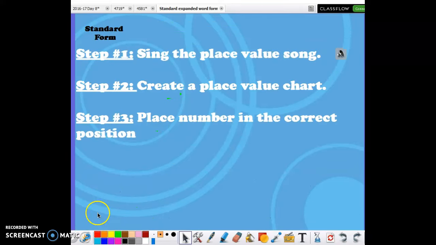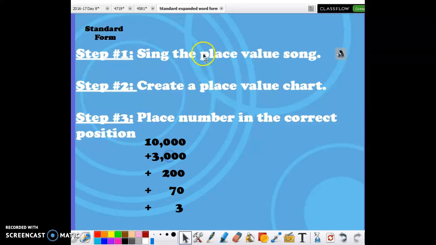number. Let's first take a look at if you are given a number in expanded form, that looks like this, and taking it to standard form. The first thing you would need to do is sing the place value song that I just sung and create a place value chart. Here's what that would look like. It starts with ones, then the tens, then the hundreds, followed by thousands, 10,000s, and I stopped there because my largest digit is in the 10,000s place value. Now all I have to do is take each individual number and place it on the correct place value line.